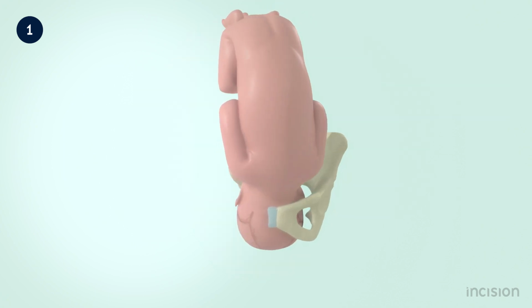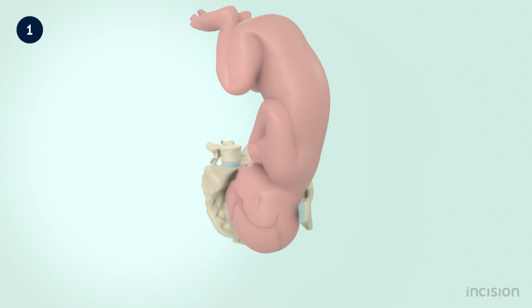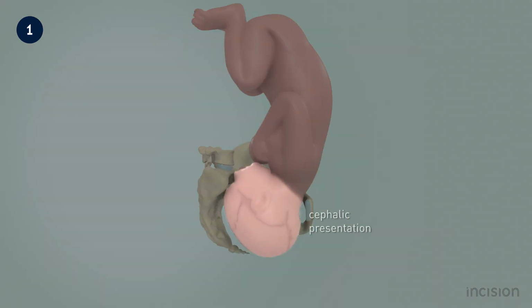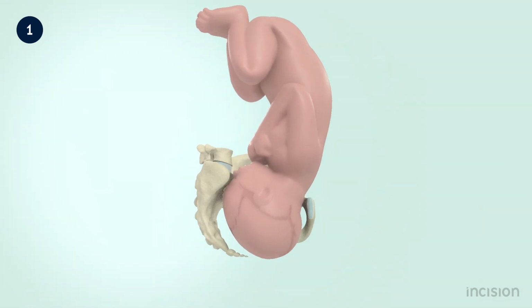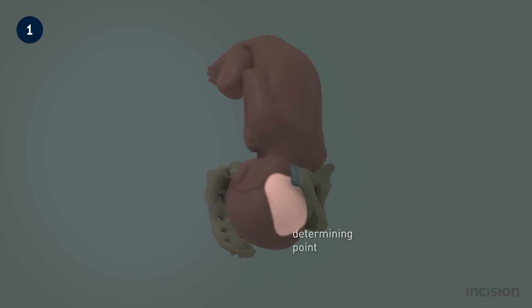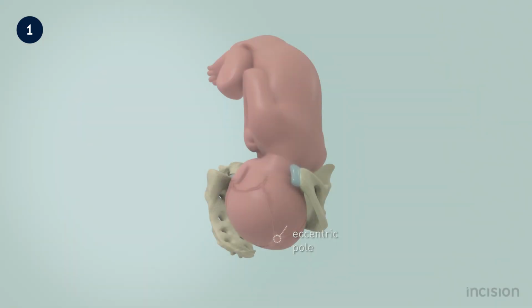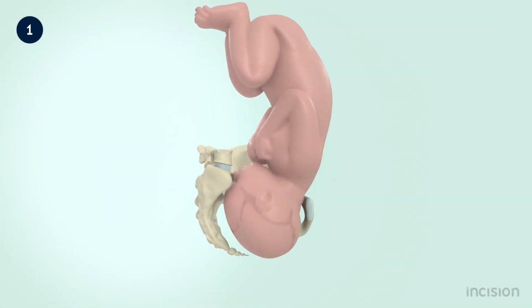In an occiput anterior presentation, the lie is longitudinal, with a cephalic presentation. The attitude is flexed. The determining point is the occiput. The eccentric pole is the occiput. The point of rotation around the pubic symphysis is the posterior hairline.